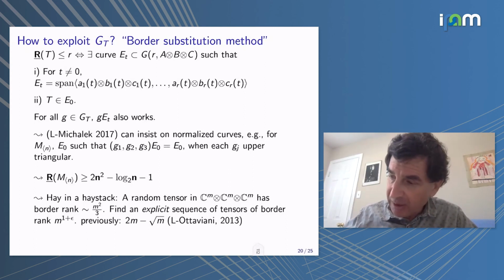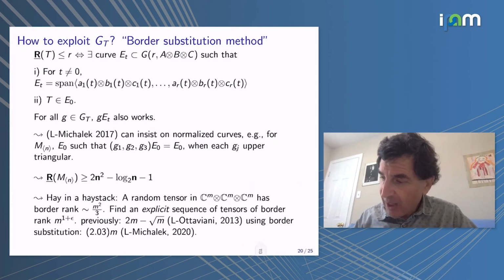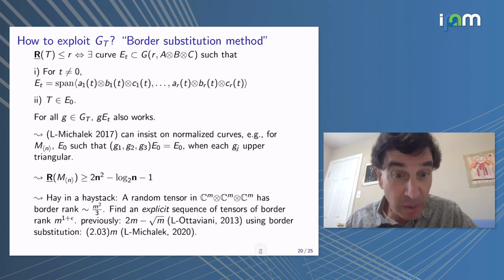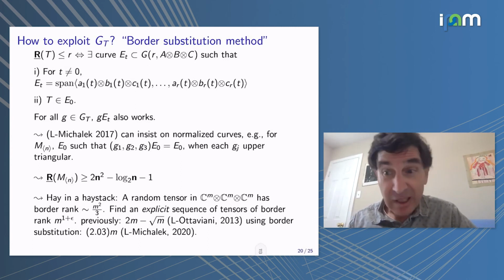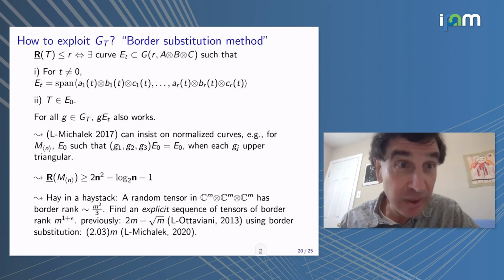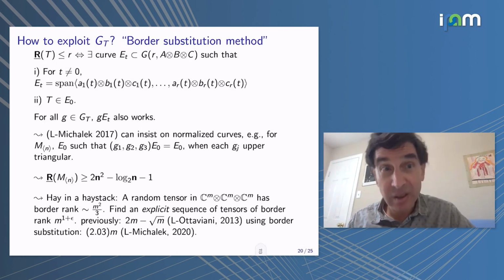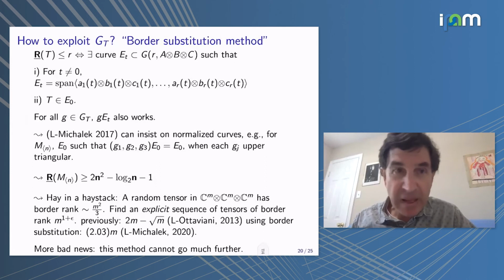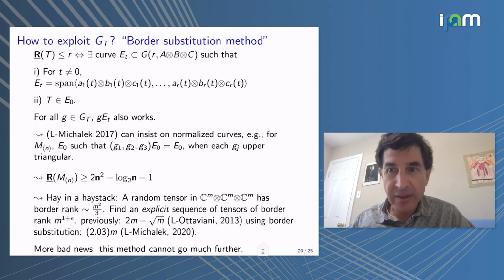But using this new technology, Michalek and I finally were able to beat 2m. So 2m seemed to be something we didn't know how to surpass, and we got 2.03m with a lot of work. But again, this method cannot go much further because it's subject to exactly the same barriers I talked about for the determinantal methods.